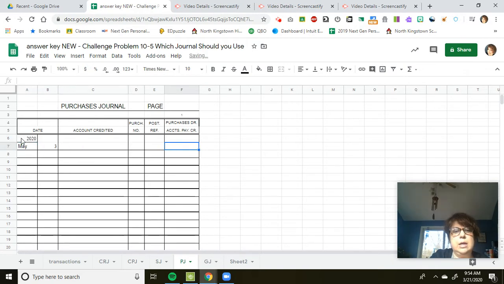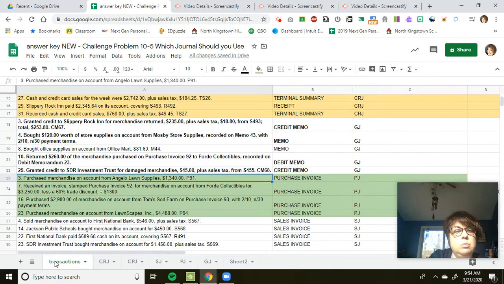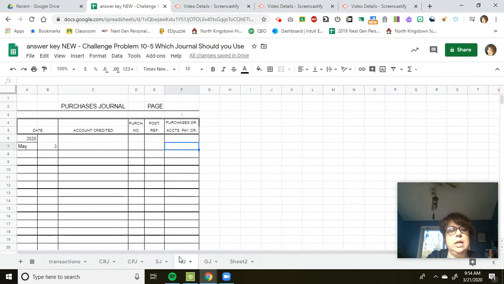Why? Because it only has $1 amount column. Important to know that, because when you read these, if you're thinking that there's more than $1, there is not. Anytime we purchase merchandise on account, we need to know who we purchased it from. In this case, it was Angelo Lawn Supplies. And this first one, very straightforward because it's just how much it is written right there.